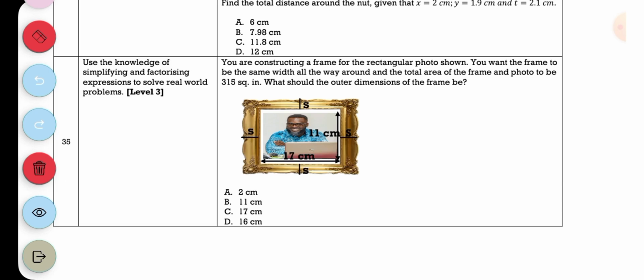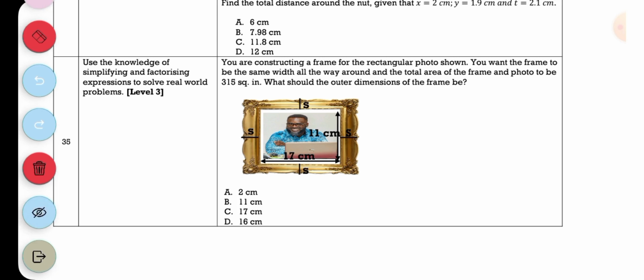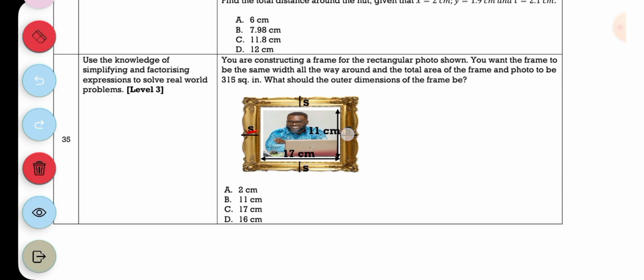You are constructing a frame for the rectangular photo shown. You want the frame to be the same width all the way around and the total area of the frame and photo to be 315 square inches. What should the outer dimensions of the frame be? Now, when we say a frame, the golden part of what you have is the frame. The dimension for each part is s.